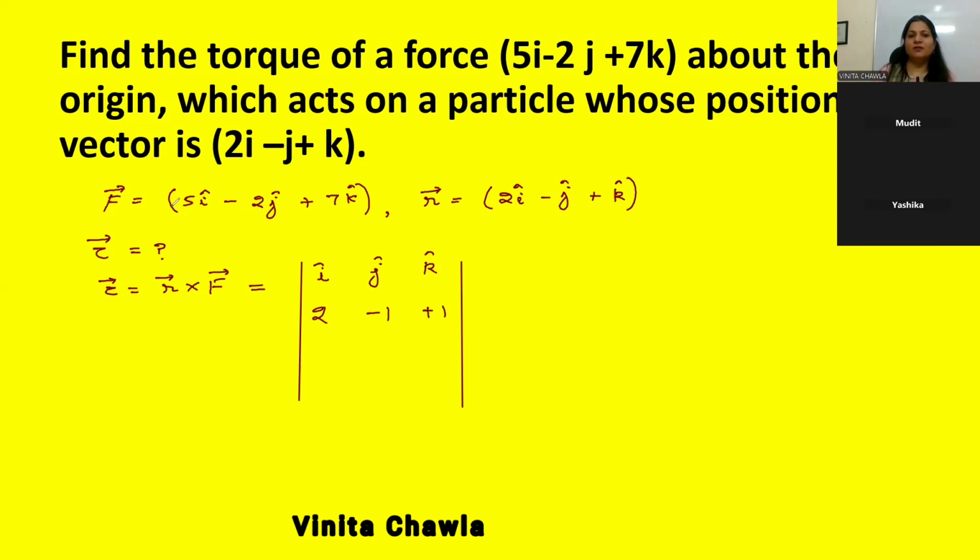Now we'll write for F, it's 5 I cap. So we'll write 5 below I cap, and -2 below J cap, and this 7 can be written here under this K cap. Okay, now write I cap, hide this row and this column. So we have these 4 numbers.